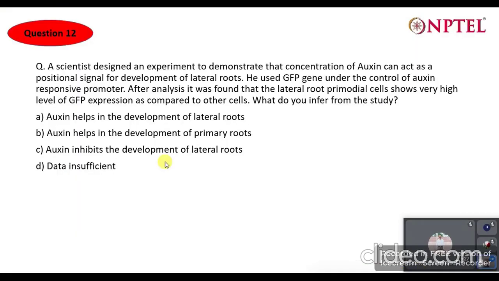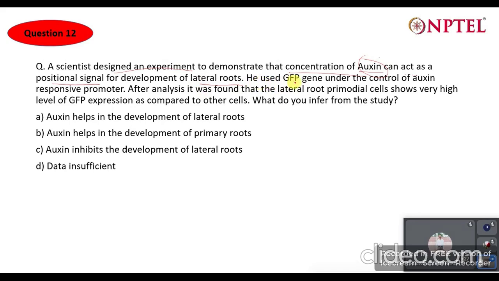Yes. So question 12 says a scientist designed an experiment to demonstrate that concentration of auxin. So auxin is basically a plant hormone that helps in various physiological functions inside the plant. So auxin can act as a positional signal for development of lateral roots.